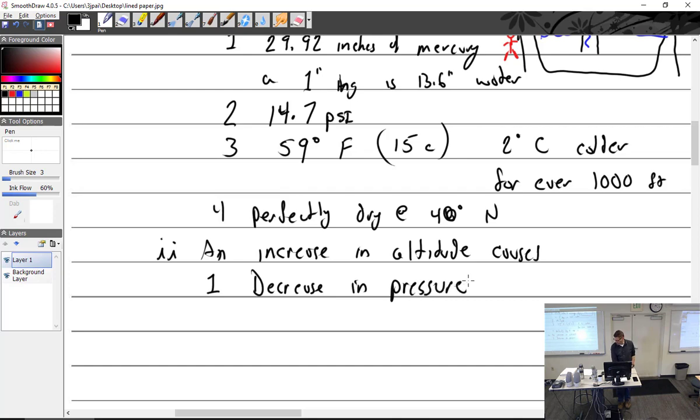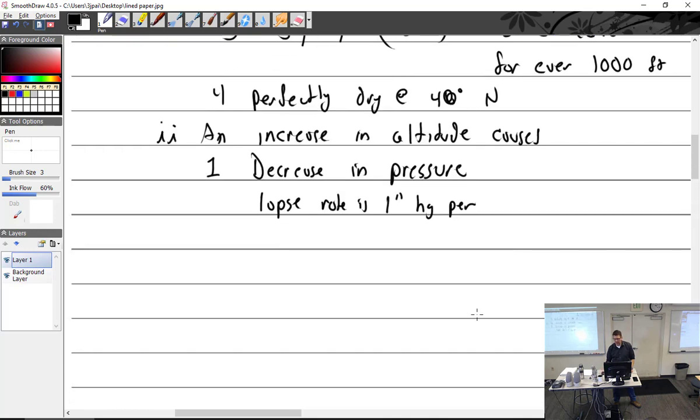What does that do to horsepower? Is it going to go up or down? That's why we turbocharge, to try and get that back. What is my decrease in pressure? The lapse rate is 1 inch of mercury per 1,000 feet.